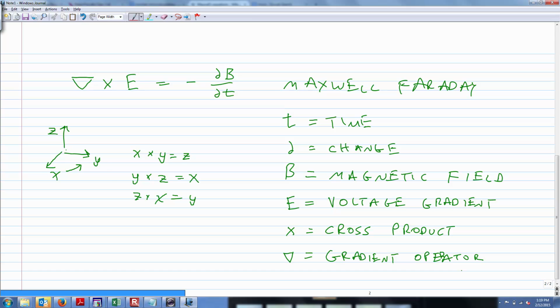The cross product I showed you is that kind of funny way of multiplying, and what it does is it makes sure that everything always stays perpendicular. That cylinder is perpendicular to the torus, and then the gradient operator is just, again, showing you something that's perpendicular.